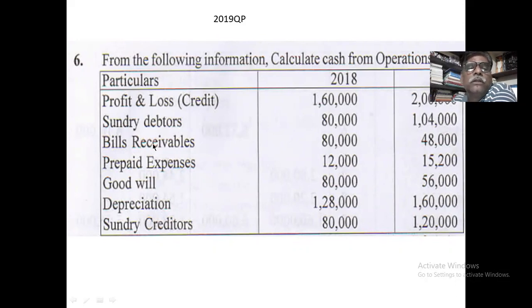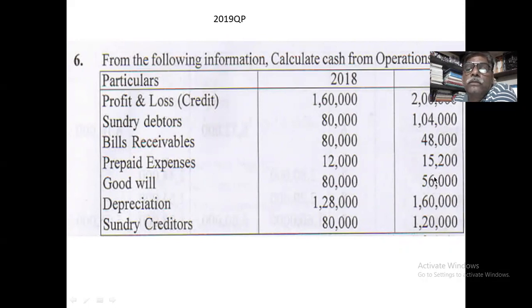Less heading. Bills receivable 80,000, 48,000. Bills receivable decrease. So current asset decrease. Current asset decrease comes in the add heading. Prepaid expense. Prepaid expense is also current asset. So it is increase. Increase in current asset comes in the less heading.